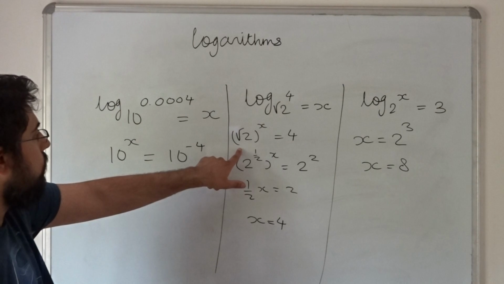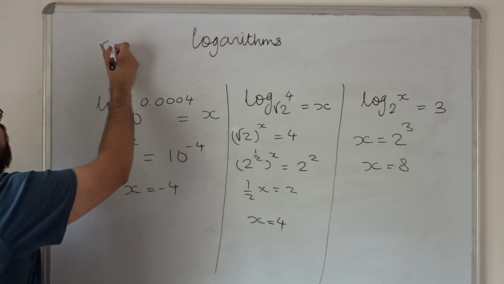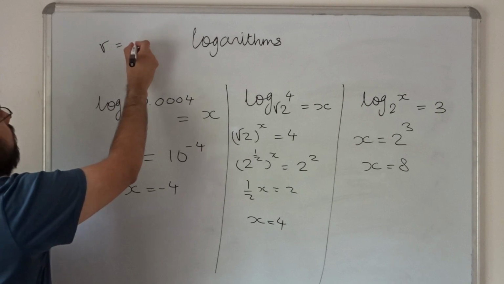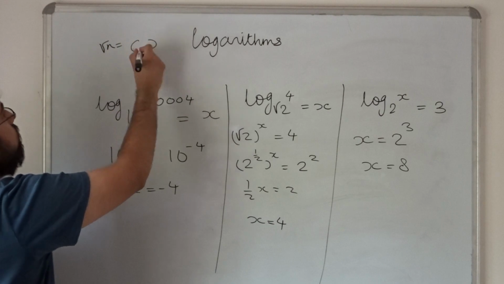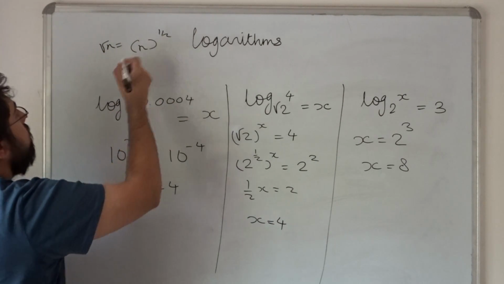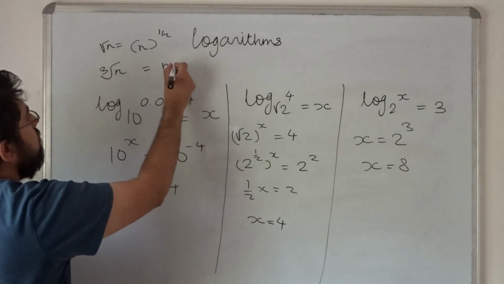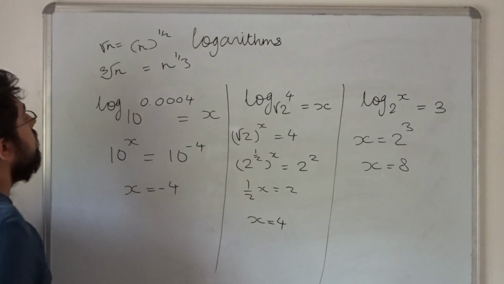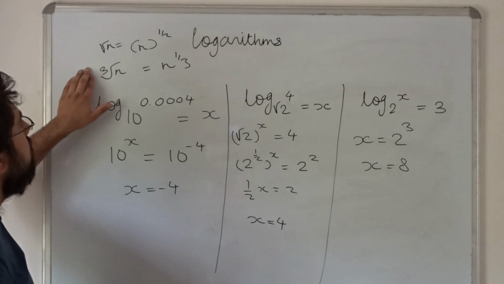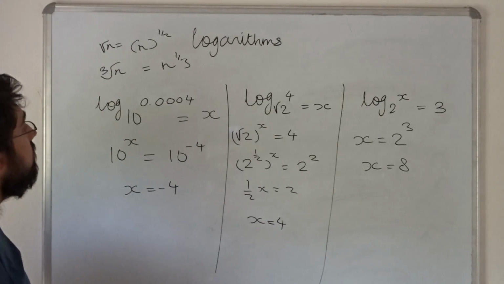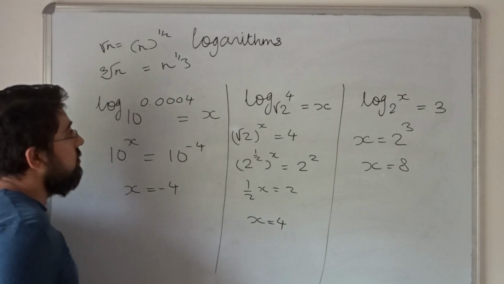So basically, I hope you know that root n equals n to the power 1 by 2. If you have the cube root of n, it's going to equal n to the power 1 by 3, and so on. I hope you understand this, because if you don't, it's going to be a very big problem. So also keep this in mind.